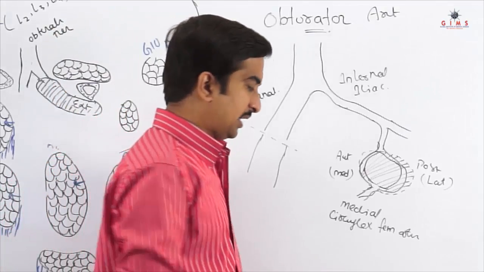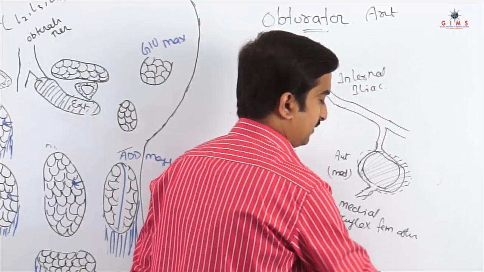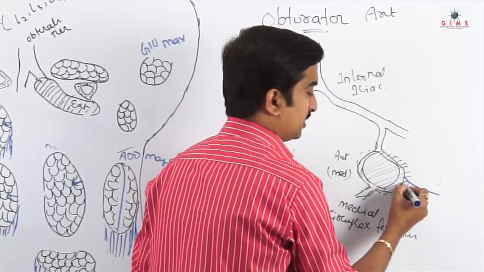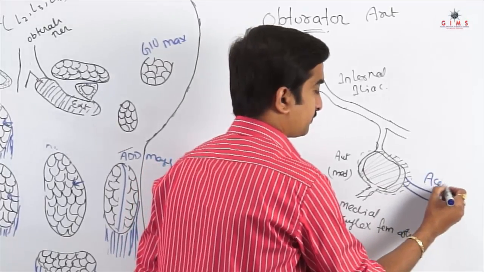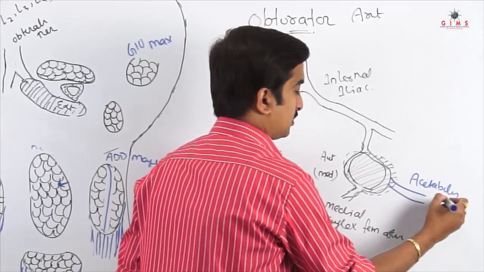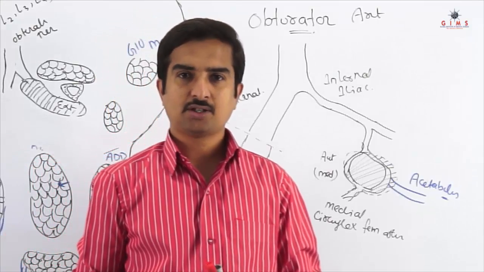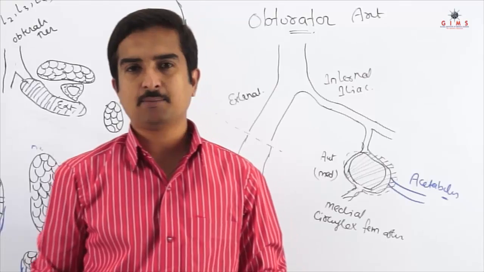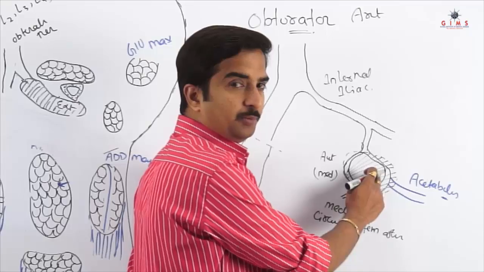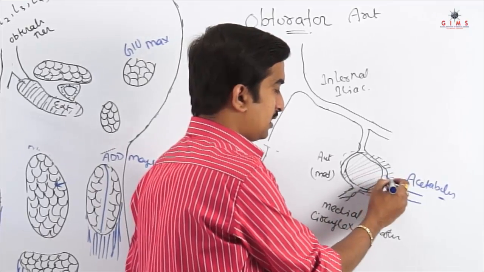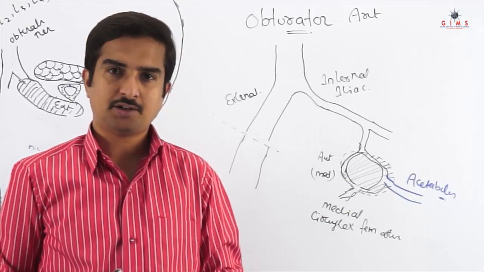An extra point I want to mention is that the posterior division also gives a branch to the acetabulum, called the acetabular branch. Mainly this branch runs towards the acetabular notch. The posterior division of the obturator artery also gives off a branch to the acetabulum called the acetabular artery.